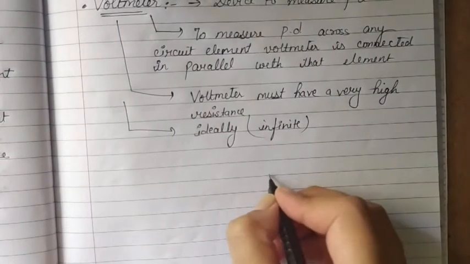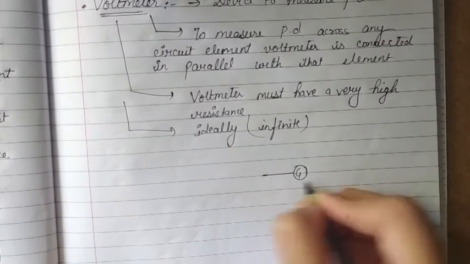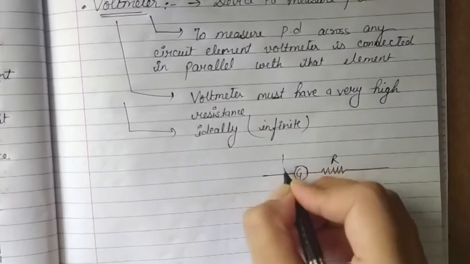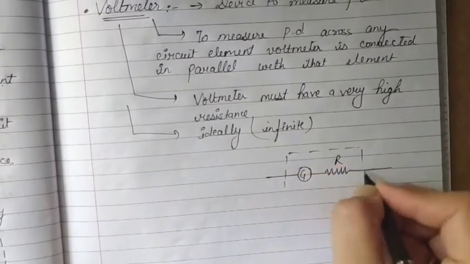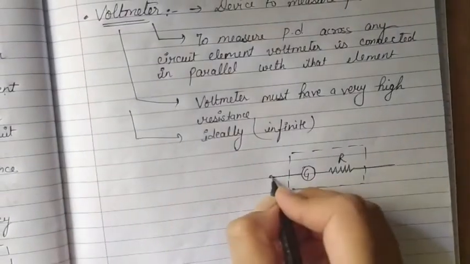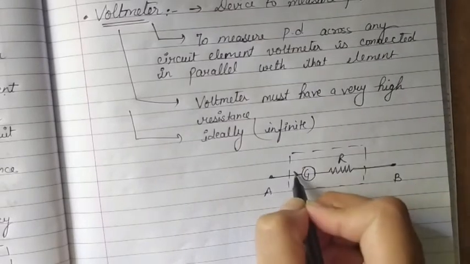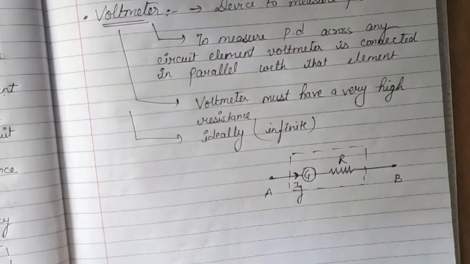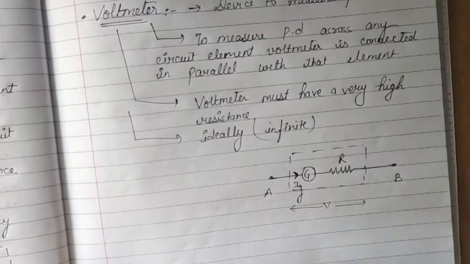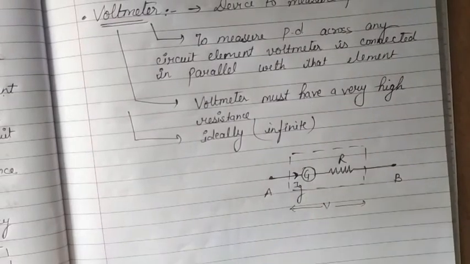So to get a high resistance voltmeter, we have to put a high resistance capital R in series with the galvanometer, and this combined forms a voltmeter. These are the ends A and B. Current going to the galvanometer is Ig, and the potential difference across this is capital V, and this whole setup forms the required voltmeter.